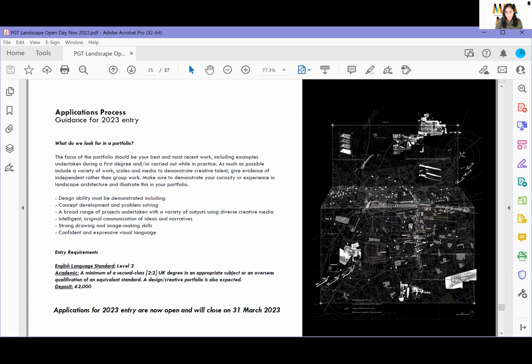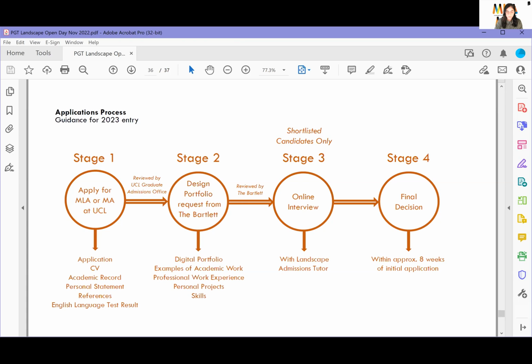And just to say, this is the kind of process. So you'll start by applying to UCL for either program. This will be reviewed and all your CV, academic record, statement and references will be checked. Then you'll have a design portfolio request from the Bartlett. This will be reviewed by myself, and you'll be selected for an interview, hopefully. And then you'll have a final decision from us in approximately 8 weeks. It may be quicker, it may be slightly longer, depending on the time of year. But what we advise is please try to get your application in as soon as possible for the best chances of being processed quickly and hopefully receiving a response.